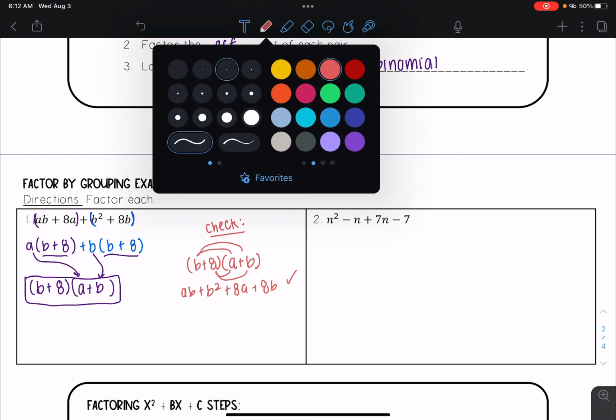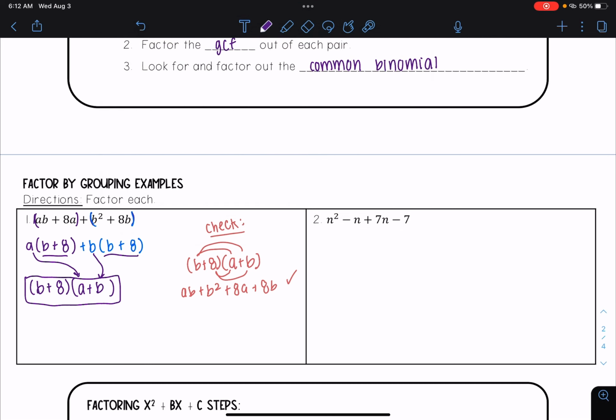Okay, let's look at one more. So here I have n squared minus n plus 7n minus 7. So I want to first look at my first pair here, n squared minus n, and look for the GCF. Well, I see the biggest thing that I can take out from both is an n. And when I take it out, n squared divided by n, I get n. Minus n divided by n, I get 1.